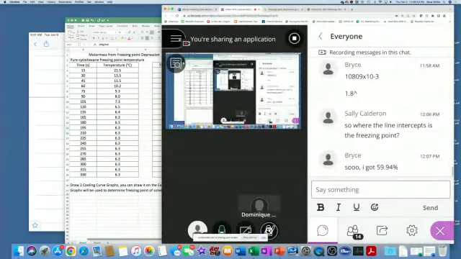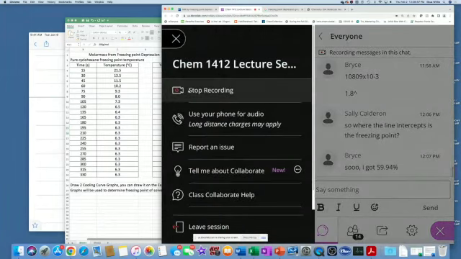Can you help me with some of the homework problems?